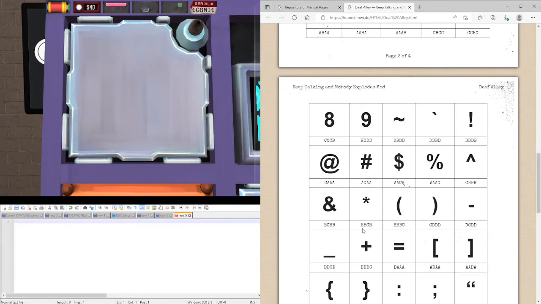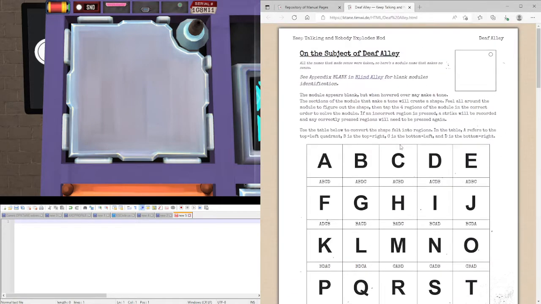So we get bzbzbzzt, which means each letter refers to a quadrant: top left, top right, bottom right, bottom left, bottom right, in order.